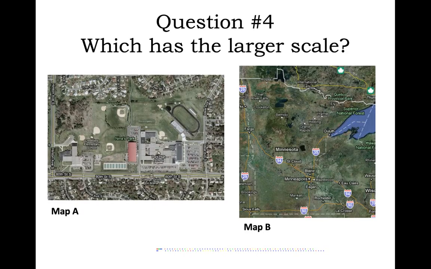Question number 4. Which map has the larger scale? So which map has the larger amount of detail? Map A or Map B? Map A has the larger amount of detail. We can see exactly where Park High School is located along 80th Street.